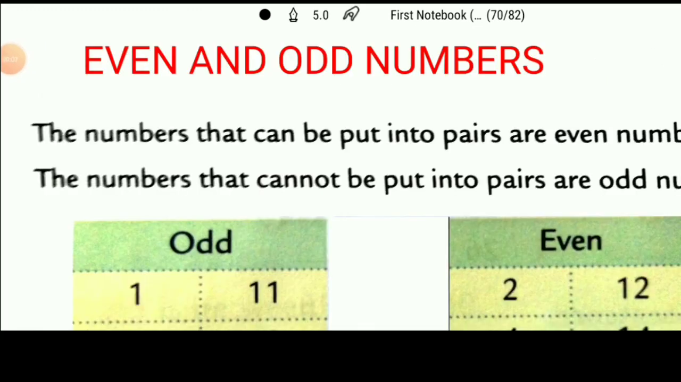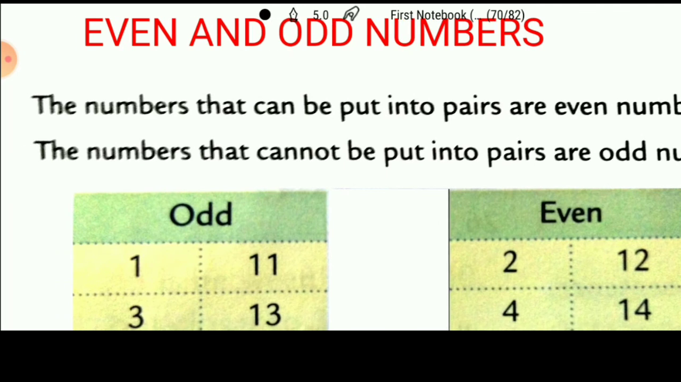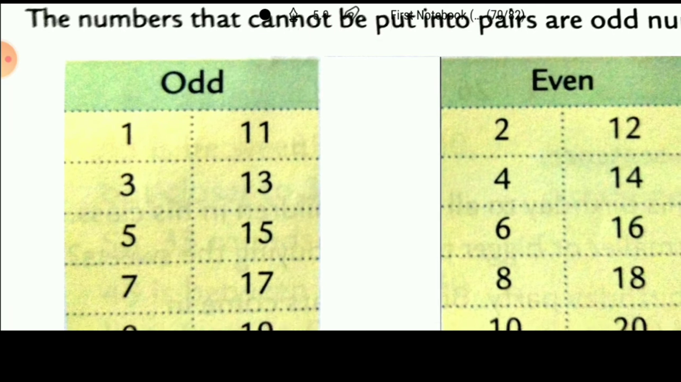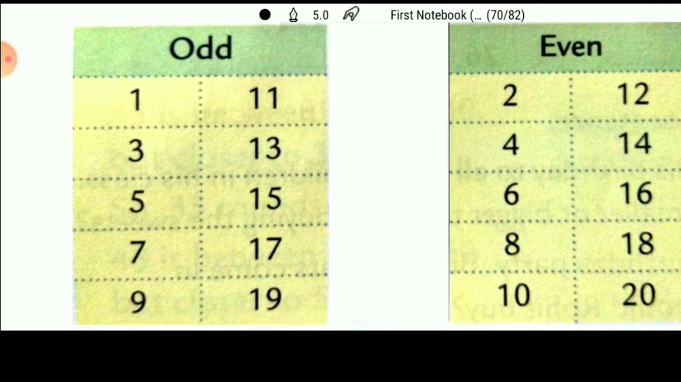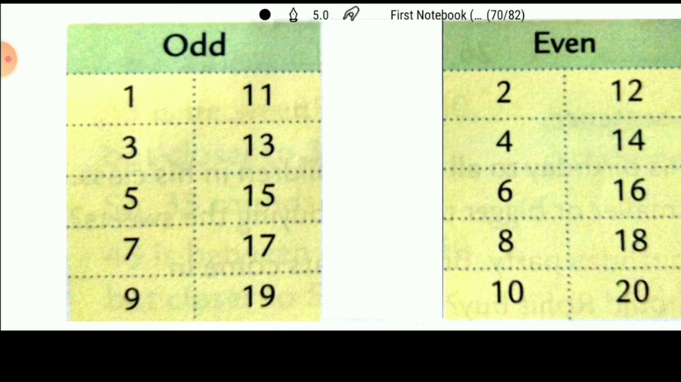In this, one more thing we will learn, even numbers and odd numbers. What is even and what is odd? See, the numbers that can be put into pairs are even numbers, and the numbers that cannot be put into pairs are odd numbers. See the example. 1, 3, 5, 7, 9, 11, 13, 15, 17 and 19. These are the odd numbers, and even numbers are 2, 4, 6, 8, 10, 12, 14, 16, 18 and 20.